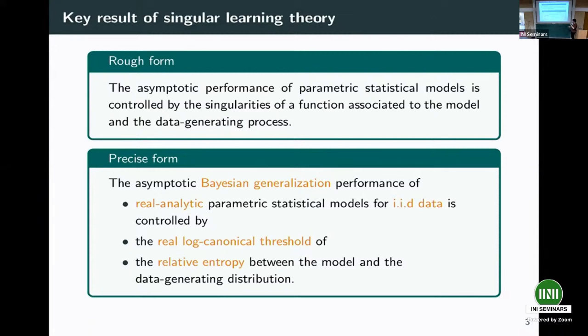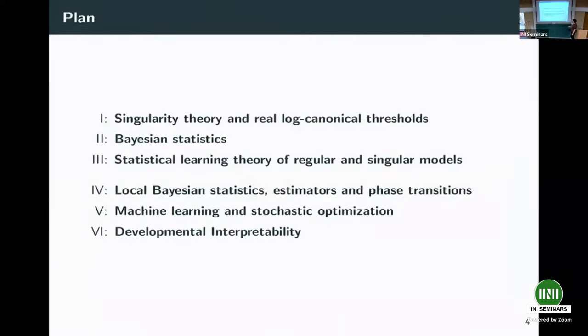The main goal of the first part is to give a precise mathematical meaning to this. Of course, there is a lot to cover. I will start with the geometry and the singularity theory, and tell you a little bit about this invariant called the real log-canonical threshold.